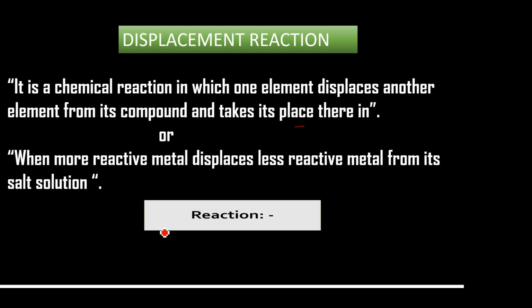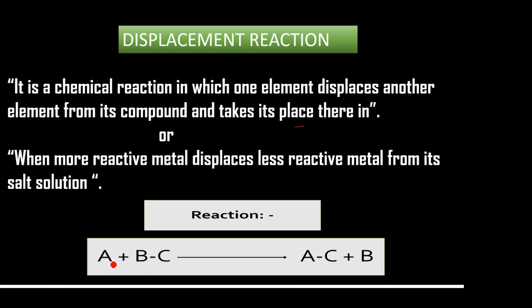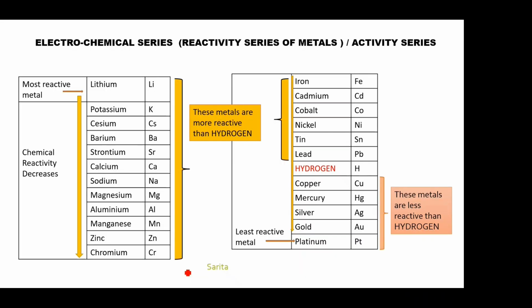Let's see a general reaction that A is reacting with BC. Then what will happen? A is more reactive than B, so A will displace B from its solution and it will form AC product and B metal. So here more reactive metal will displace less reactive metal from its solution. So before knowing which metal is more reactive and which is less, we should know about the electrochemical series.